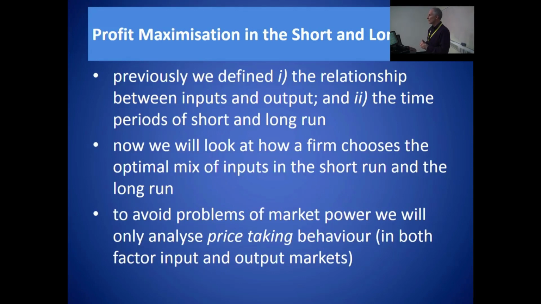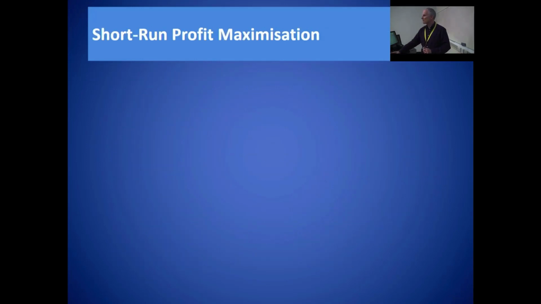With that in mind, we're going to look at this sequentially. First of all, we're going to look at a price-taking firm in the short run, and how it decides upon the optimal mix of factor inputs. Then when we've done it for the short run, we'll look at the long run, that time period where everything is variable. So, that's the scene set. Firstly, how does a firm choose what factor inputs to use to produce its output in the short run, that time period over which only one of its factor inputs is variable?